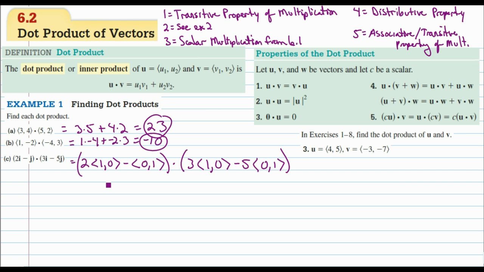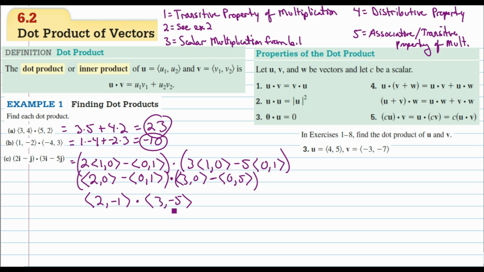So first I plugged in the i and j vectors, then I distributed the scalars. Order of operations says now I'm going to do the subtraction of each pair of vectors that are in the parentheses. And now finally I can do the dot product of these two vectors. And the answer is 11.